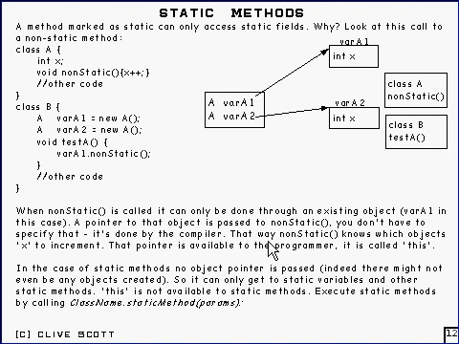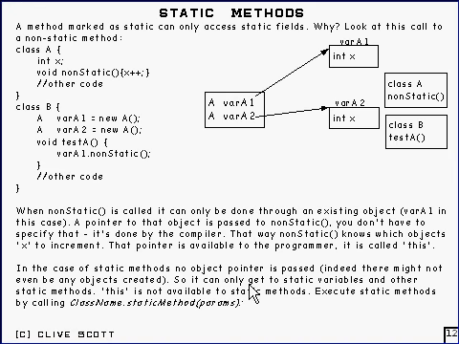Now, in the case of a static method, there is no object pointer passed, because in fact there may not even be any objects created, and initially when the system starts up there aren't any objects created at all. So because there are no objects anywhere, you can't pass in a pointer to one.